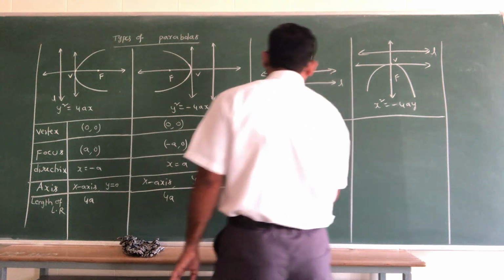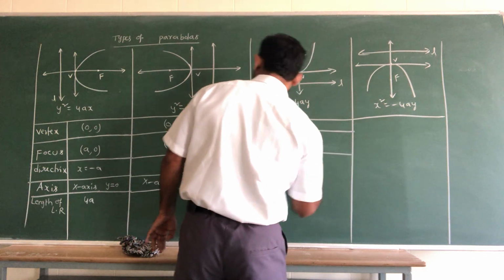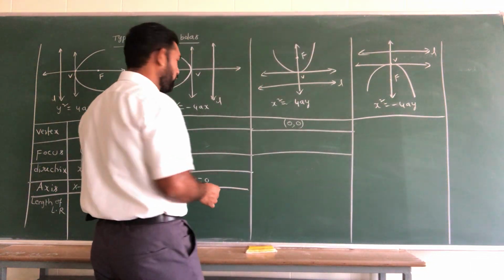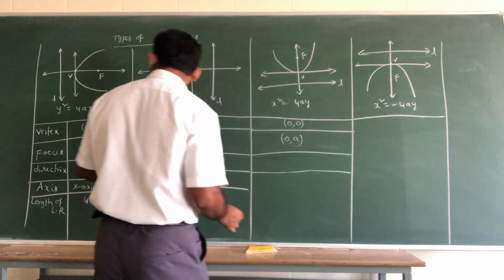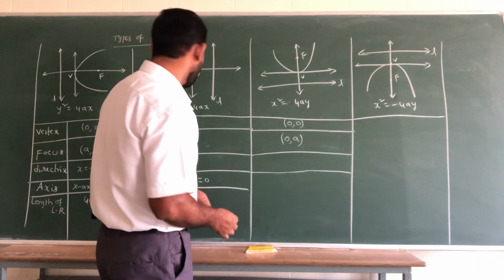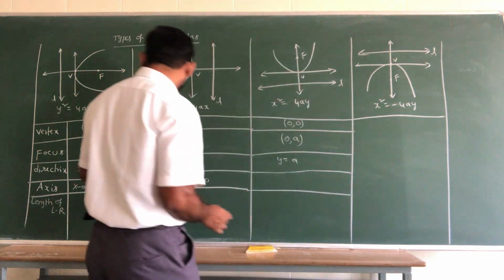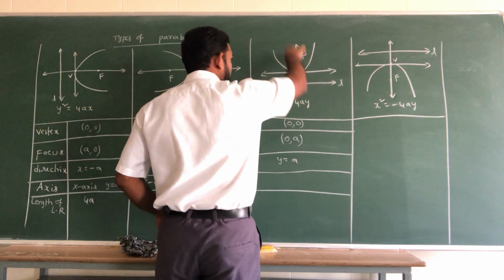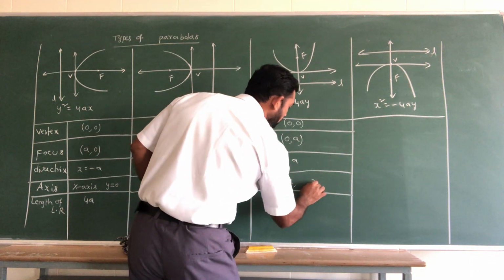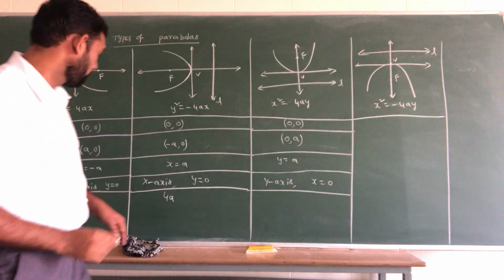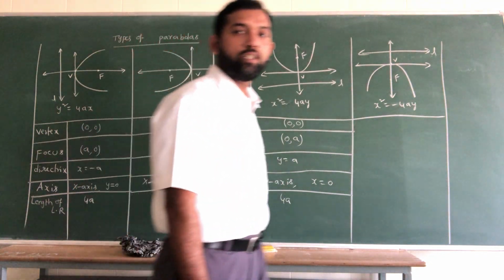Next one, in the third diagram. What is the vertex? Vertex is 0, comma 0. Then what are the focus coordinates? Focus coordinates are 0, comma a. Next one, equation of the directrix, y is equal to minus a. Next one, axis. This axis is the y-axis, so the equation is x is equal to 0. Next one, the length of the latus rectum is 4a.